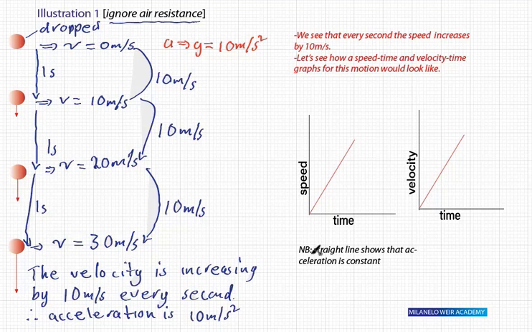And also, note, a straight line shows that acceleration is constant. Straight line, what does it tell us? The slope is the same throughout. So the slope is not changing, acceleration is not changing. Therefore, it is constant. So now we want to look at illustration number 2.